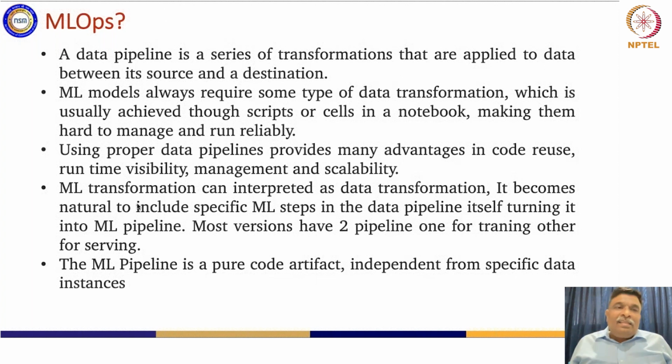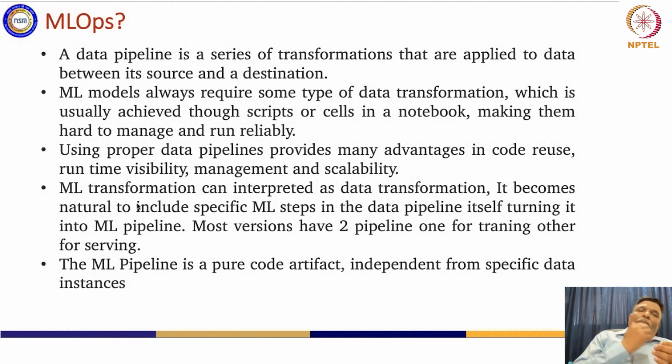Please understand this: we know that our machine learning model will require certain types of data transformation, which we generally do by writing scripts very fast, or we put it in a Jupyter notebook, and there will be so many cells which will do that. But gradually, in the long run, how do you manage them and run those things reliably is very important.